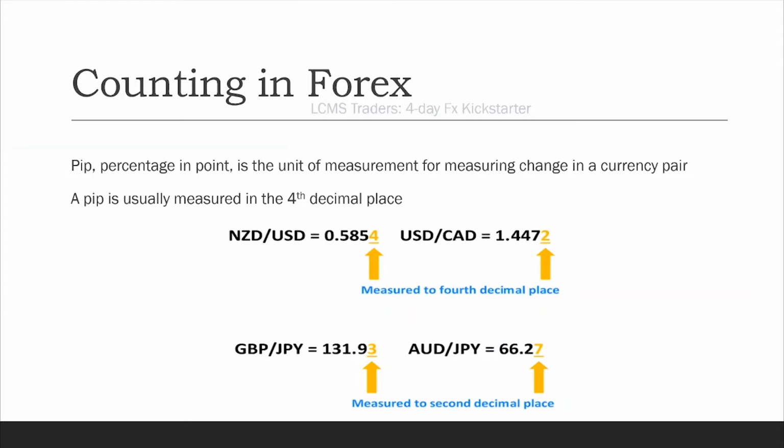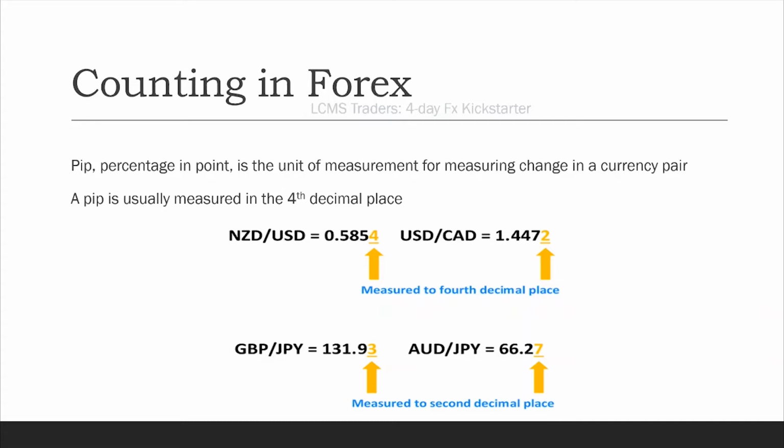A lot of times you'll start hearing me mention pips. Pip, okay? A pip is a percentage in point. Basically, it is a unit of measurement for measuring the change in a currency pair. Take note that a pip is usually measured in the fourth decimal place. So with the examples that we have here, the New Zealand US dollar at 0.5854. 4 is the pip.